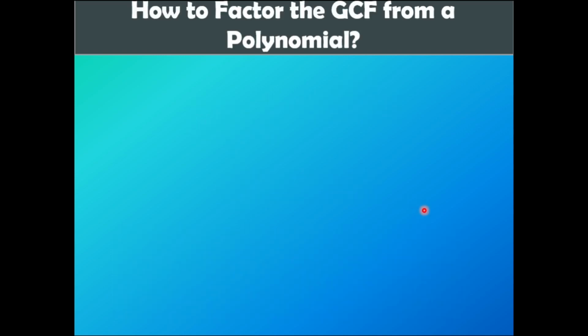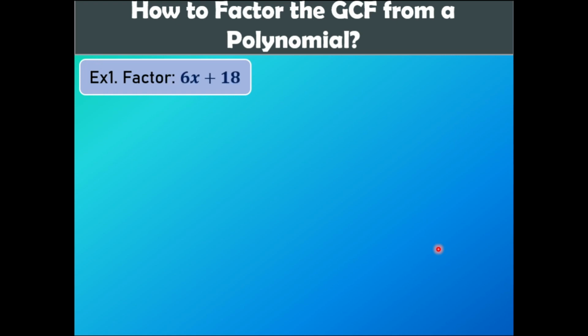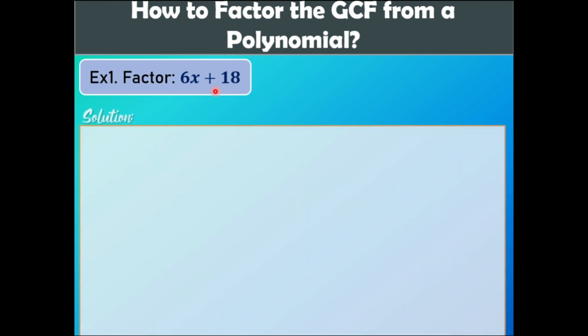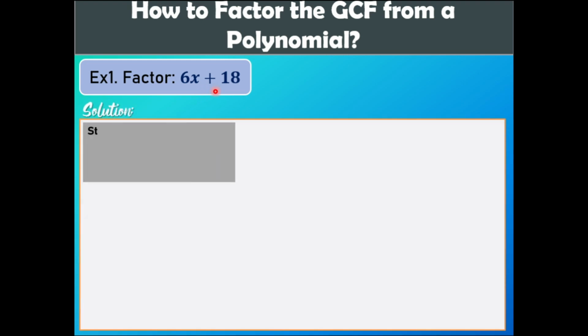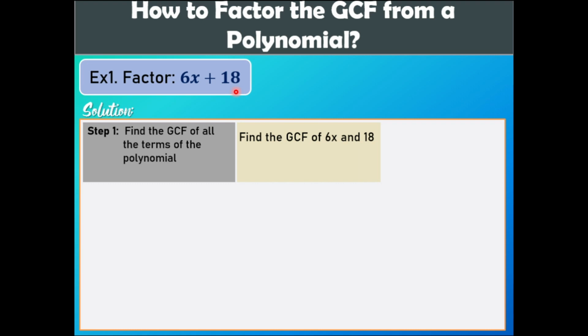Let's have an example. How to factor the GCF from a polynomial? Example number 1. Factor 6x plus 18. We have now the solution. Step 1. Find the GCF of all the terms of the polynomial. The terms of this polynomial are 6x and 18. Find the GCF of 6x and 18.